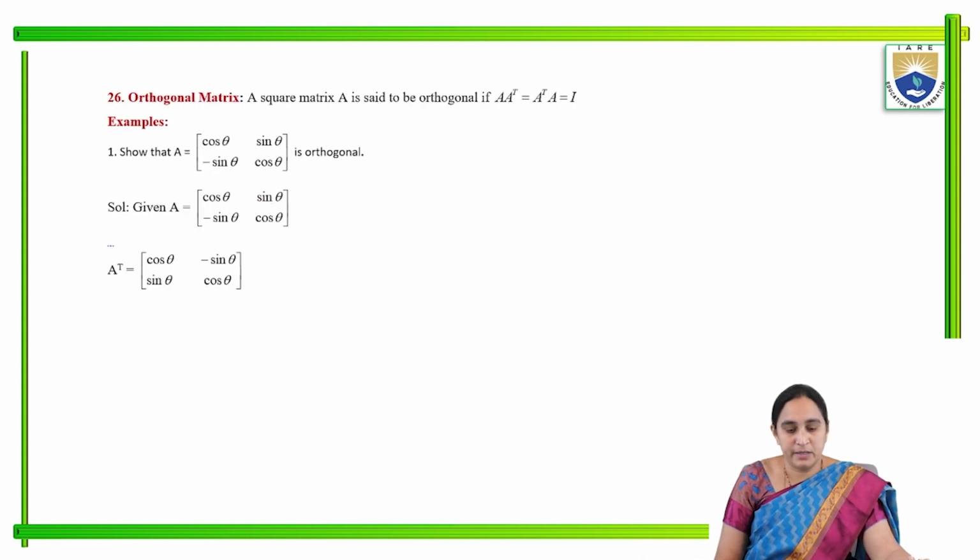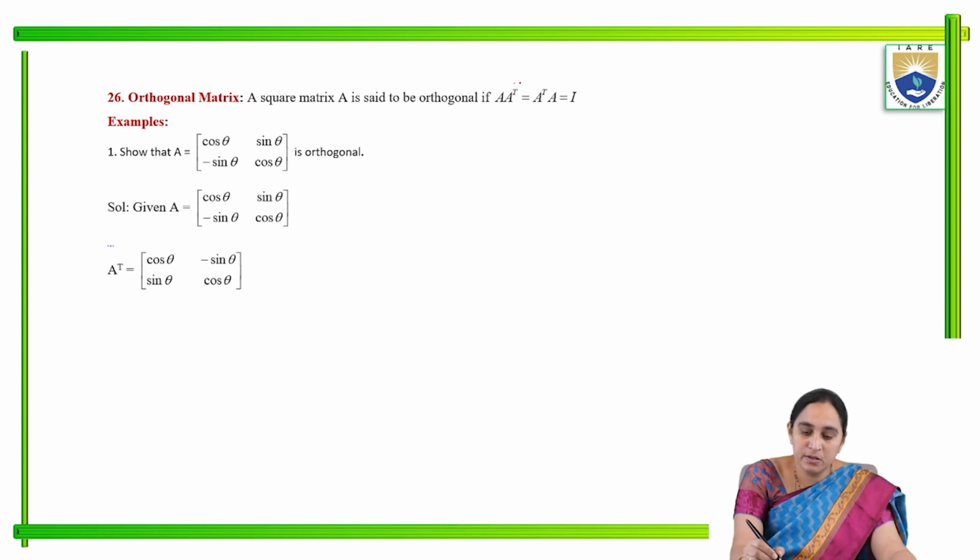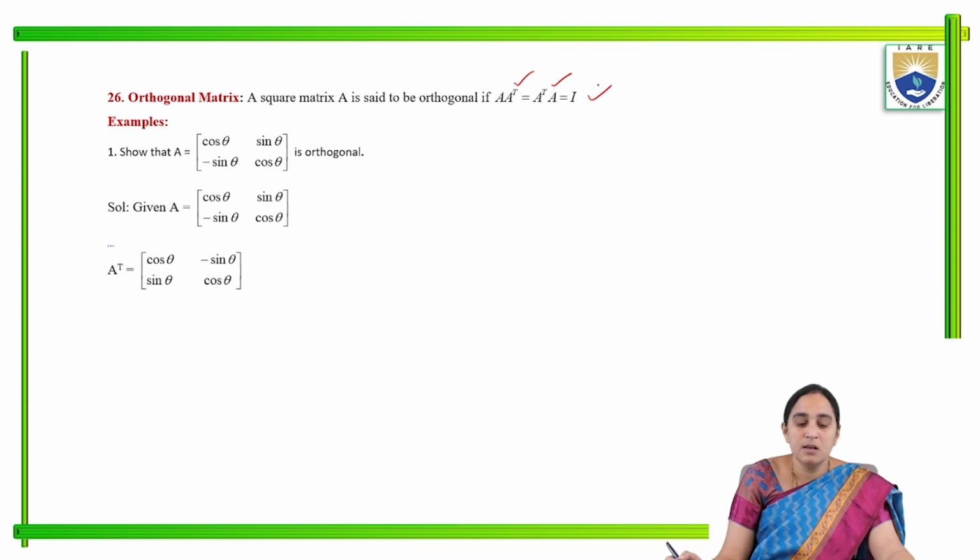Next, orthogonal matrix. A square matrix A is said to be orthogonal if A into A transpose is equal to A transpose into A is equal to I. Okay, that is called an orthogonal matrix. One example: show that A is equal to [cos theta, sin theta; minus sin theta, cos theta] is orthogonal. For that, this is A and this is A transpose.